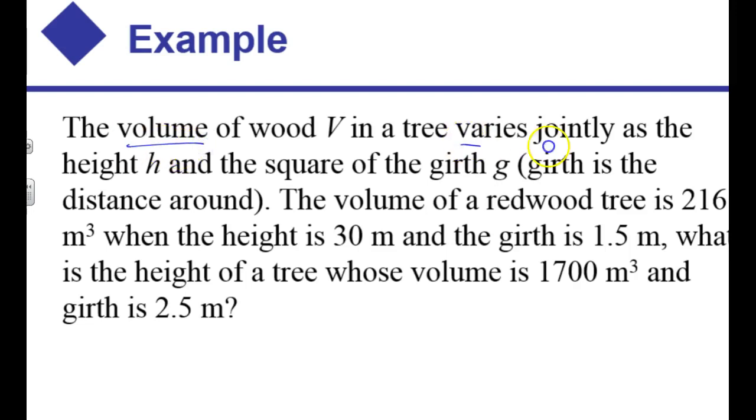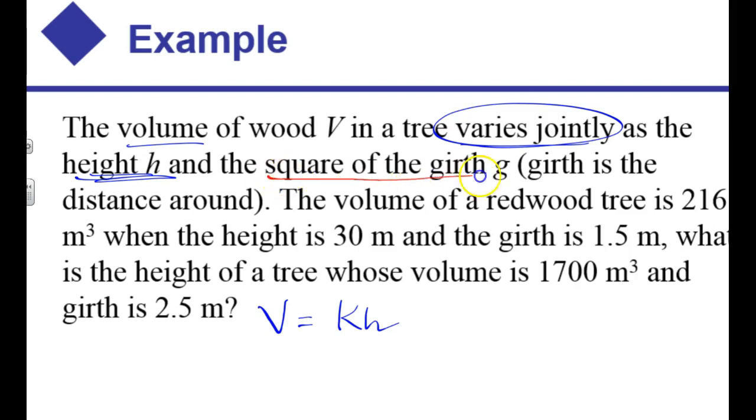The volume varies jointly, which means I got a bunch of things going on. So it varies jointly with the height, but I've got more, and the square of the girth. And they say the girth is the distance around. So the square of the girth would be written as g squared.